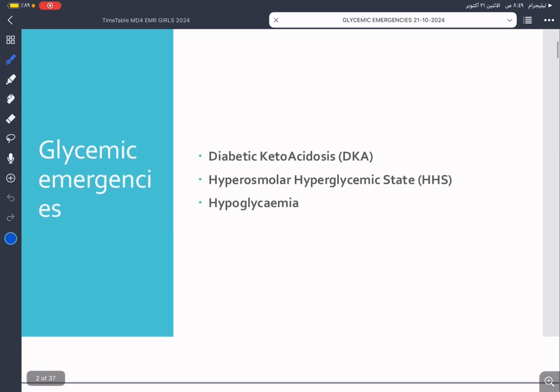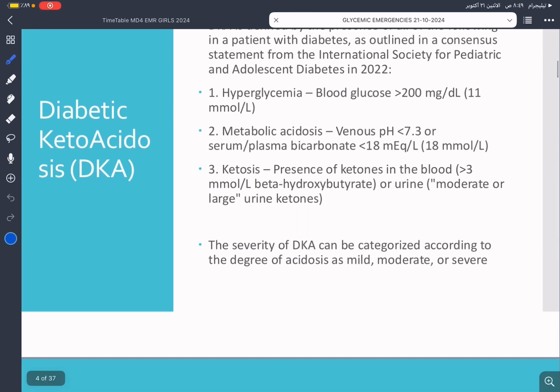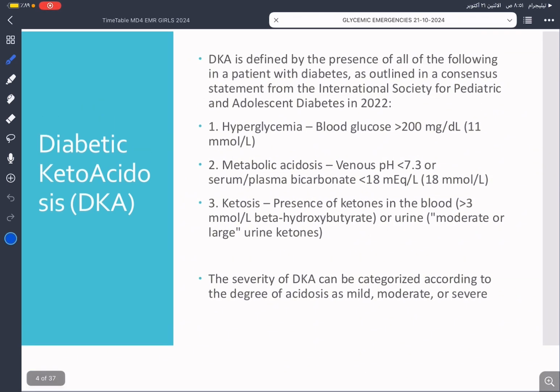Can it happen in type 2 or not? Less likely, but it can present in type 2 diabetes. Commonly it is in type 1 diabetes. What about the HHS? Type 2. Mainly type 2. It's in elderly patients, mainly they present with HHS.